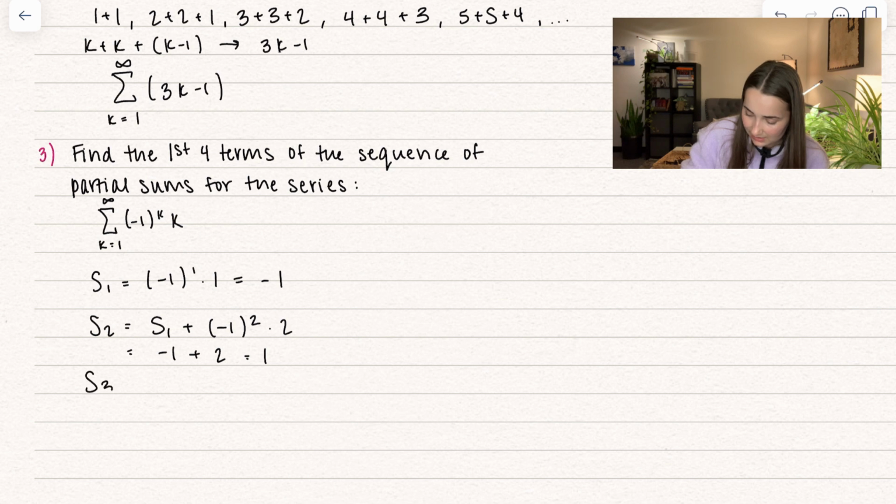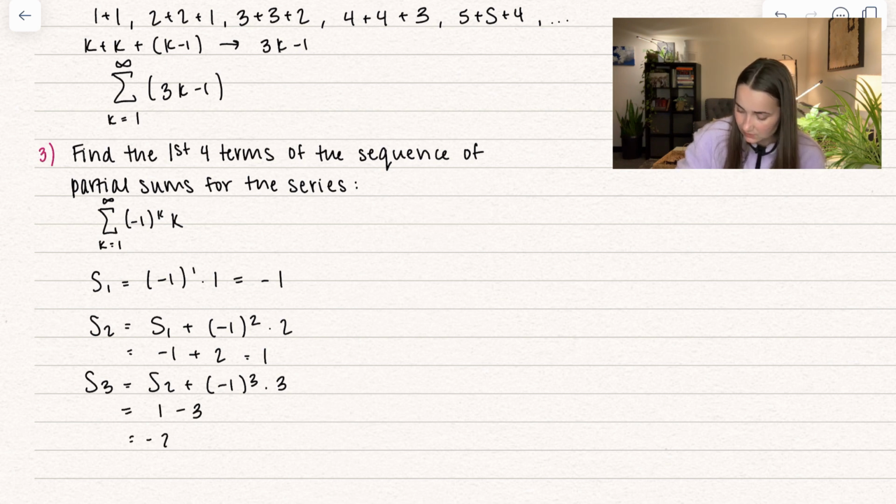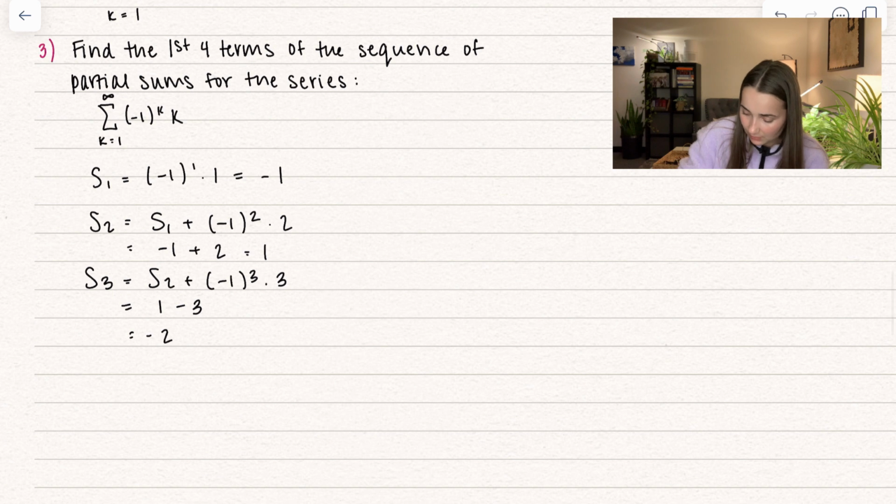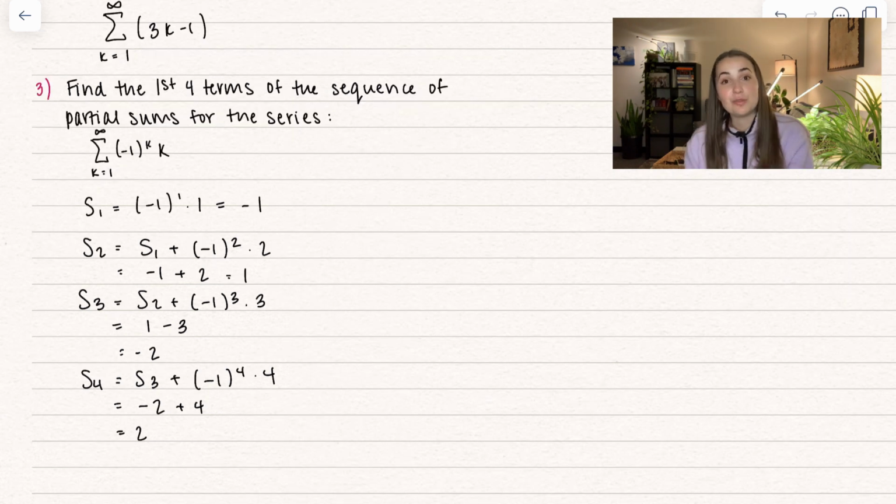Now S3 is going to be equal to S2 plus the next term, -1 cubed times 3. That's going to be equal to 1 minus 3, which is equal to -2. And then finally, we have the partial sum at 4 is going to be S3 plus the next term, so -1 to the 4th times 4. Here we get -2, and that's going to be plus 4, which is equal to 2. And those are the first 4 terms.